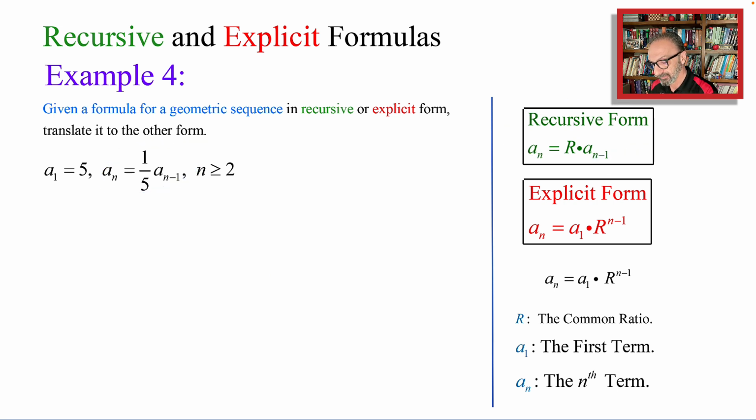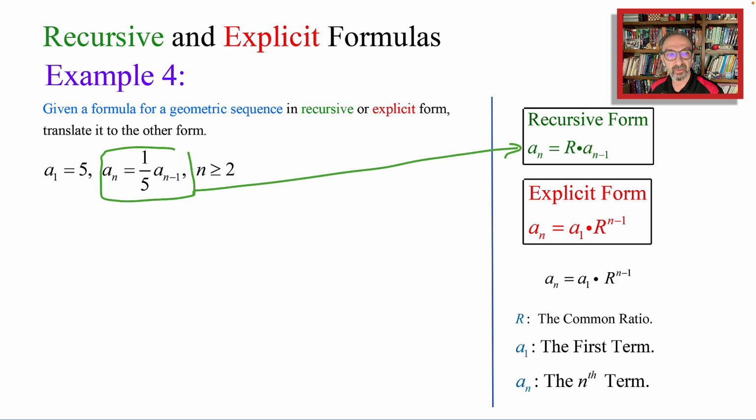Let's take a look. So we have this form connected to this form. That is the recursive form. We need to find the explicit form. Let's be more clear and make it detailed. Here we go.